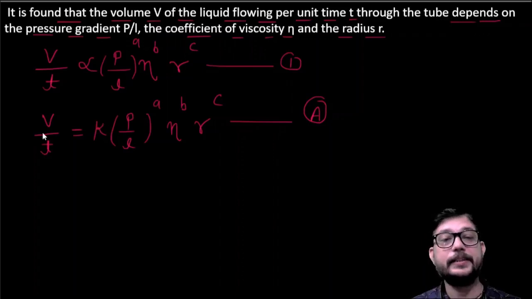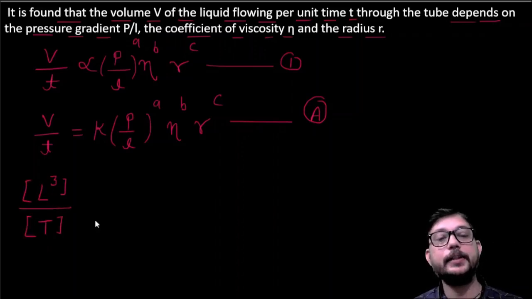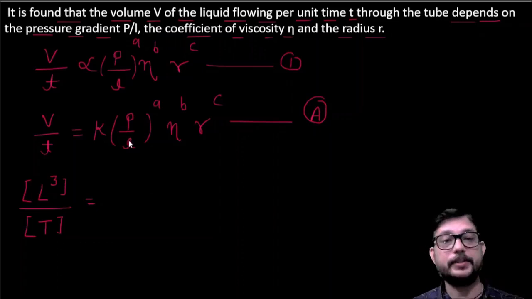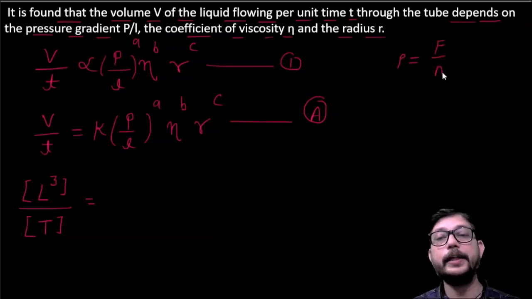So as you can see, V comes for the volume. So the dimension of volume is nothing but L cube, and divided by T, so the dimension of T is capital T. K is your constant, so every constant is dimensionless. Now pressure. As we know, pressure is nothing but force upon area, and the dimension of force will be M into a, and this will be L square. So the dimension of pressure will be M L minus 1 T minus 2.